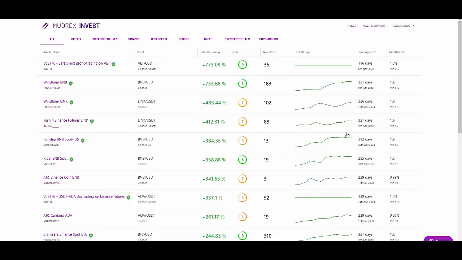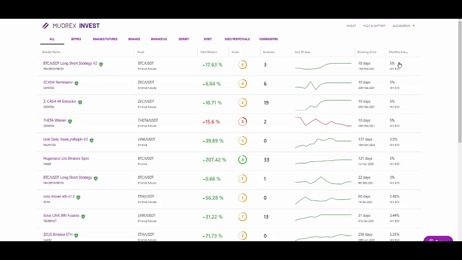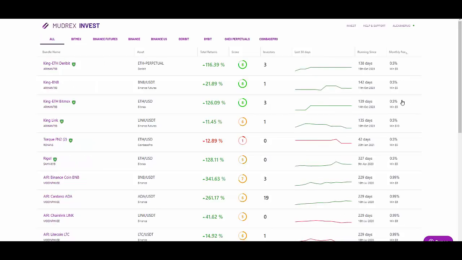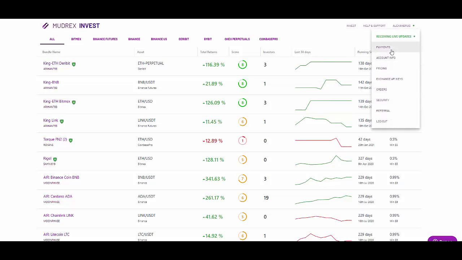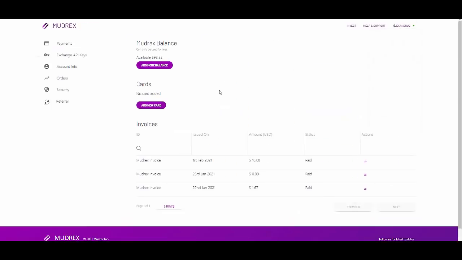And yeah, there is a fee, however. Somehow they need to make money, and the people who make the strategies obviously need to earn out of that as well. If you go here to the invest, you can see the monthly fee of each strategy. For this one, for example, it's 5%. For some of them, it's like 1% or even less, 0.5%. The minimum is $5, which will be billed from your Mudrex account. So you need to go into the payments here and add balance to your Mudrex account in order to be able to pay those fees.